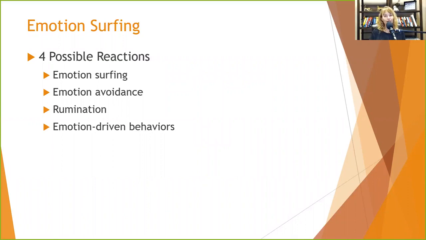When something happens, you have four possible reactions in general. You can emotion surf. You can ride that wave and then let it go. You can avoid the emotion. You can stick your fingers in your ears and say, nah, nah, nah, nah, nah. You can do something different. There's a whole list of things.